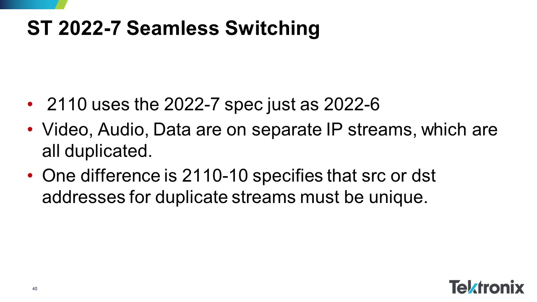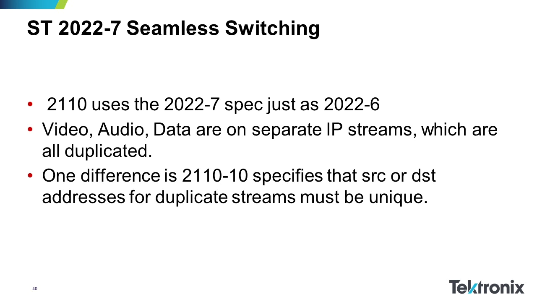As I said before, 2110 uses the -7 spec, just as 2022-6, but they have stipulated that the IP streams be on separate IP addresses. The nice thing about it is you can go into a switch with one input, come out with 2 joins, and you can get a -6 stream coming out from the sender and just send that with 2022-7. On a -10 system, you actually have to create 2 flows and change the addresses on the second flow. So it's going to be a little bit more work to do that.